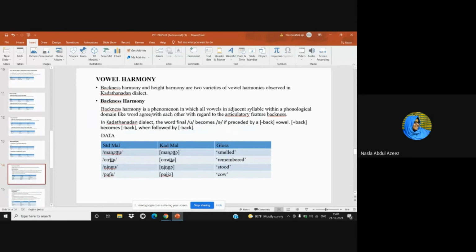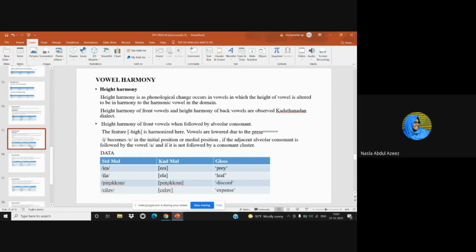Then in the case of phonological processes in vowels, in the Kadathanadan dialect, vowel harmony is the most important one. The Kadathanadan dialect has backness harmony as well as height harmony. First let me tell you about backness harmony. In the Kadathanadan dialect, the word final u is preceded by a minus back vowel. Here the minus back vowel is a central vowel as well as front vowels e and a.